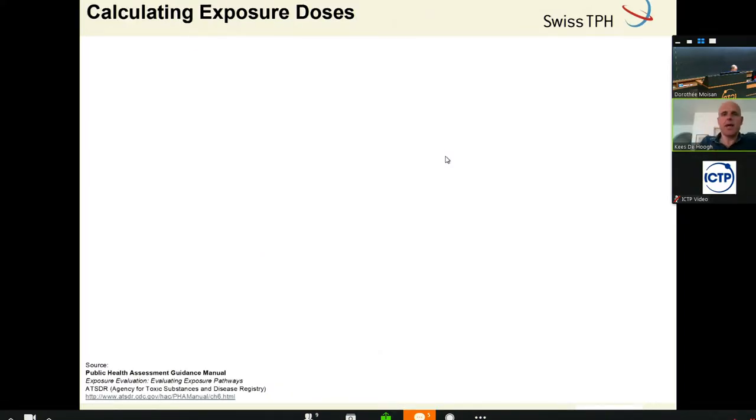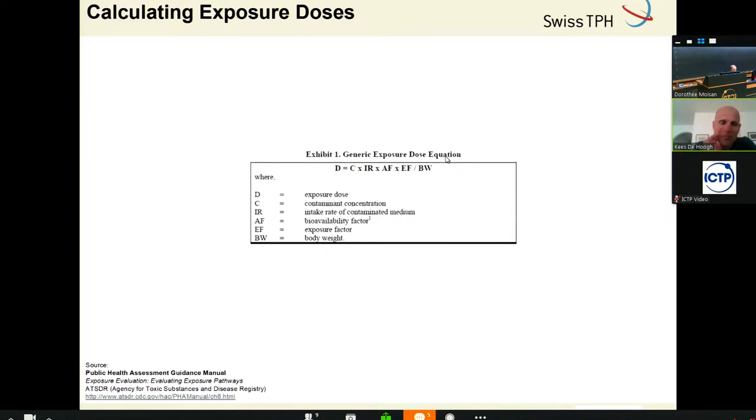So we can actually calculate exposure doses, and I will go quickly through that. And I should say the previous slides are all from the very nice public health assessment guidance manual, which is produced by the ATSDR, the Agency for Toxic Substances and Disease Registry in the US. It's a very interesting document if you really want to get into exposure assessment, and these are examples taken from that.